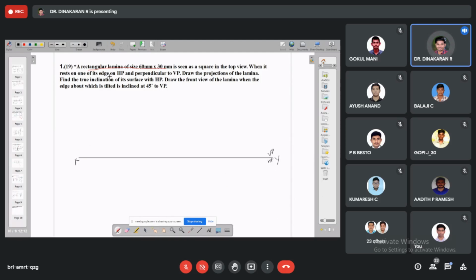Okay, a rectangular lamina of size 60 mm by 30 mm is given. It is seen as a square in the top view when it rests on one of its edges on HP and perpendicular to VP. Draw the projection of the lamina. Find the true inclination of the surface with the HP. It is a very easy problem if you understand it. It's a twisted question, but very easy.